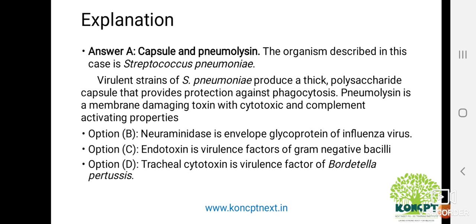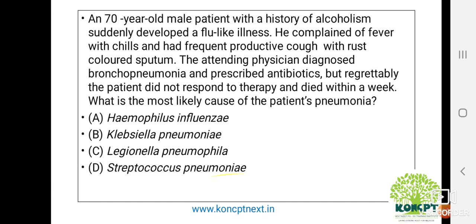Yes, virulent strains of Streptococcus pneumoniae produce a thick polysaccharide capsule that provides protection against phagocytosis. Pneumolysin is a membrane damaging toxin with cytotoxic and complement activation property. Option B in this question is neuraminidase, which is an enveloped glycoprotein of influenza. Option C is endotoxin, which is a virulence factor of gram-negative bacilli. Option D is tracheal cytotoxin, which is a virulence factor of Bordetella pertussis.